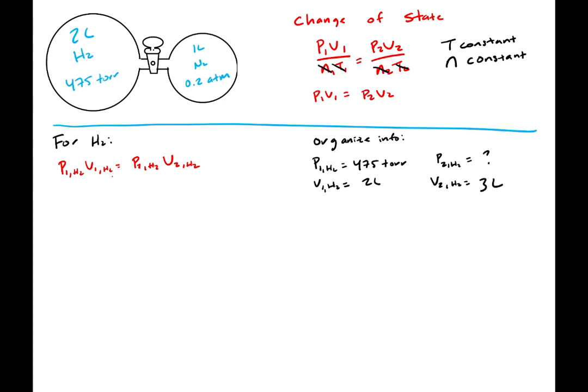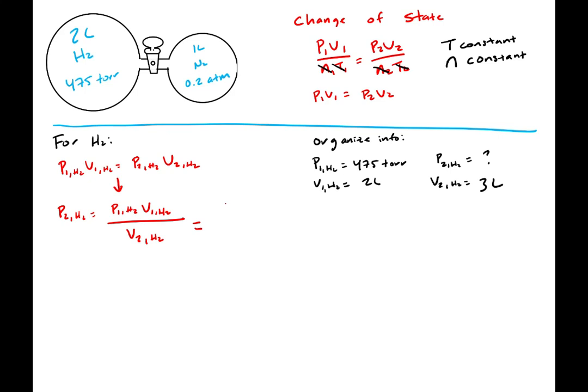All right, with that in mind, we're going to solve the change of state equation for P2 of the H2. That will be done by dividing both sides by V2. So the new pressure of the H2 is equal to P1 times V1 over V2.